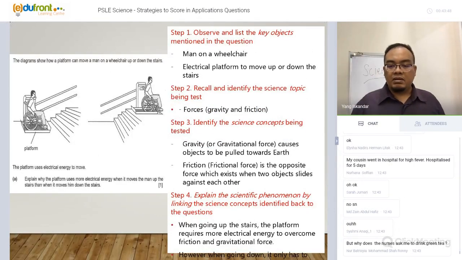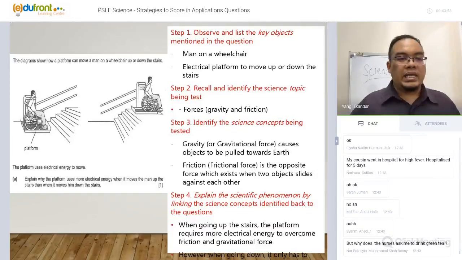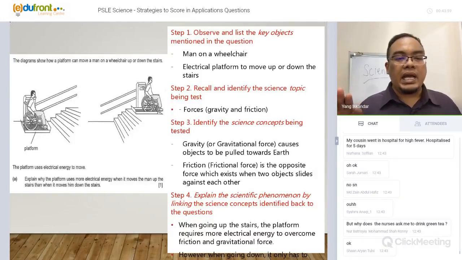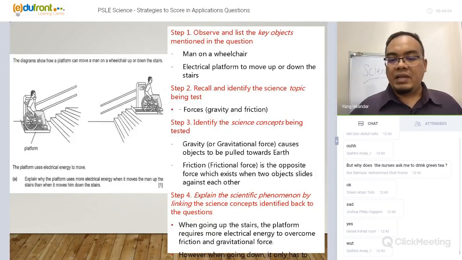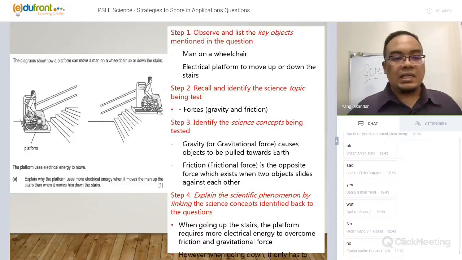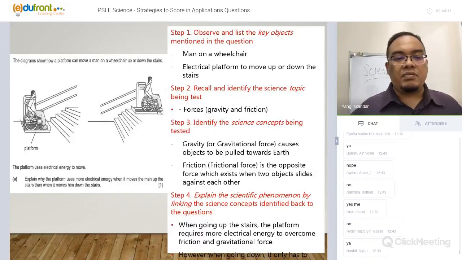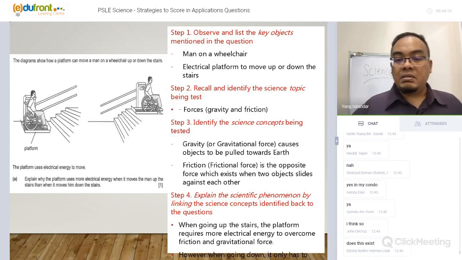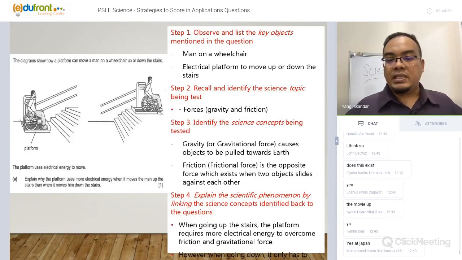Next question. All okay? All right. Let's take a look at the next question. The diagram shows a platform, how a platform can move a man in a wheelchair up or down the stairs. Have you seen this setup before? Anyone have seen this before? It is a platform that can move someone in a wheelchair. I've seen this before at the hospital. One of the hospitals, I can't remember. Oh, in your condo you have, Ivana? Oh, very good. Very friendly for people in wheelchairs. In Japan. Oh, okay. All right.